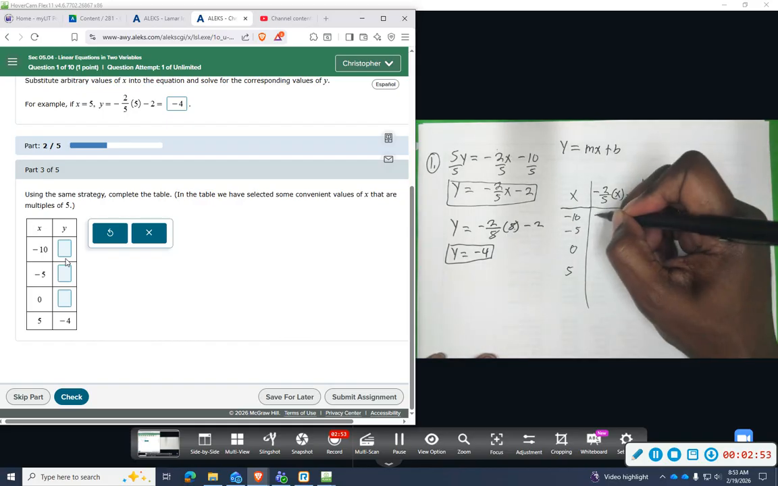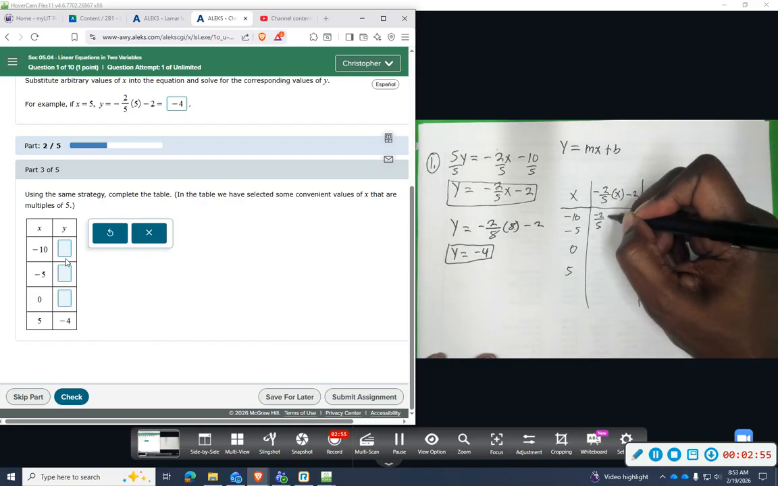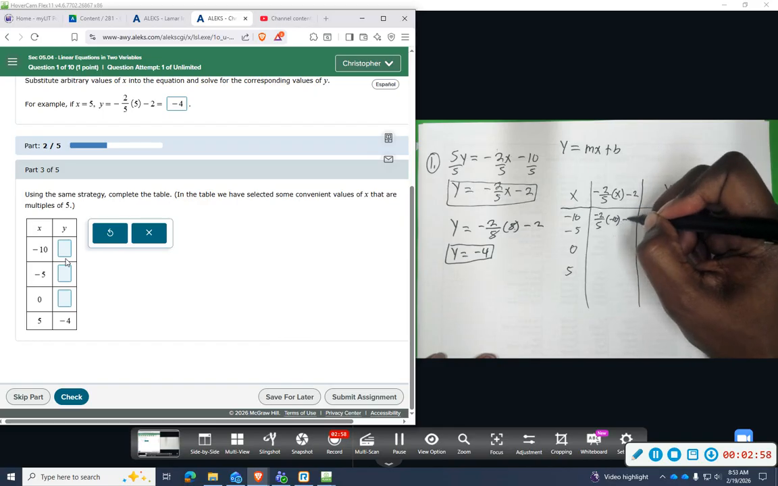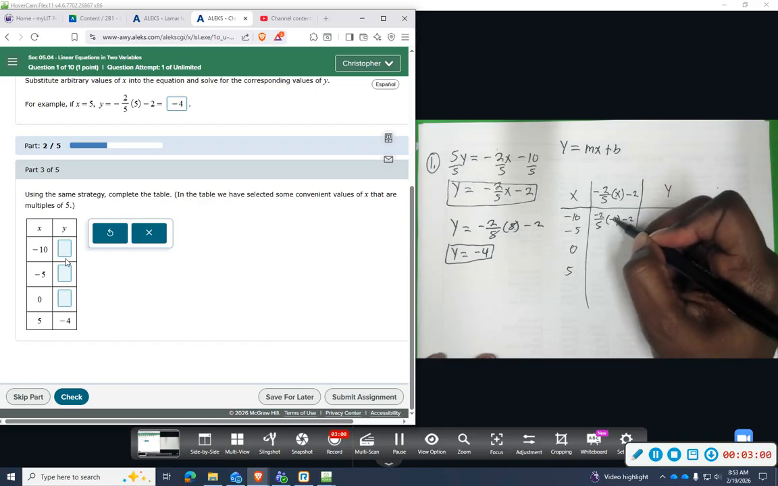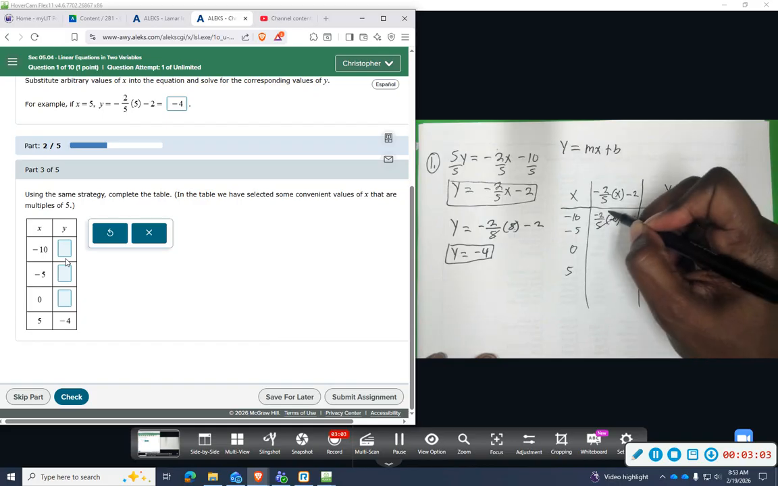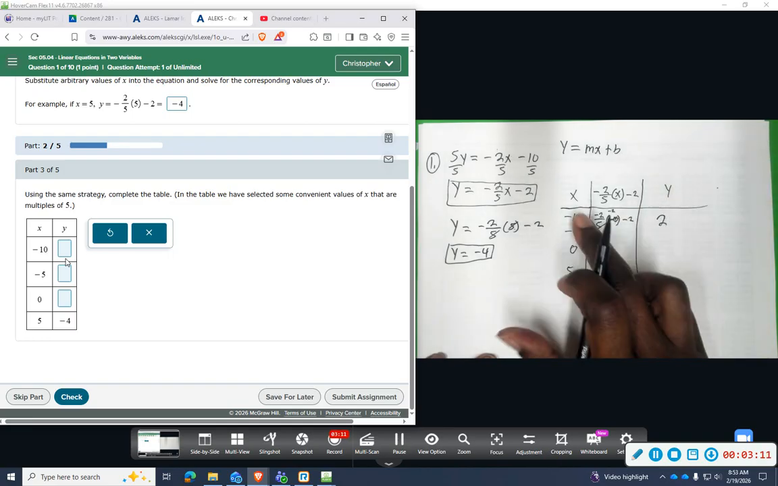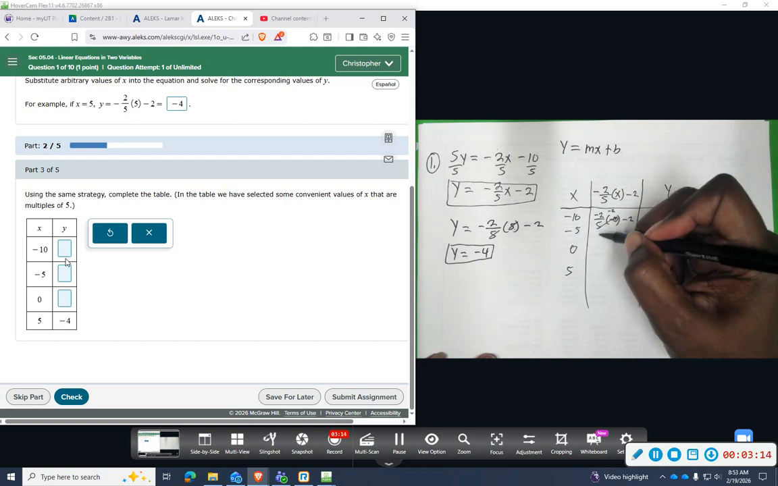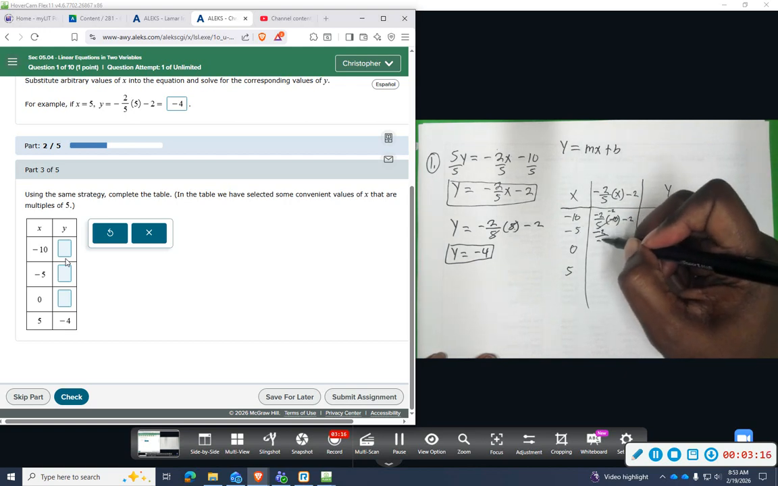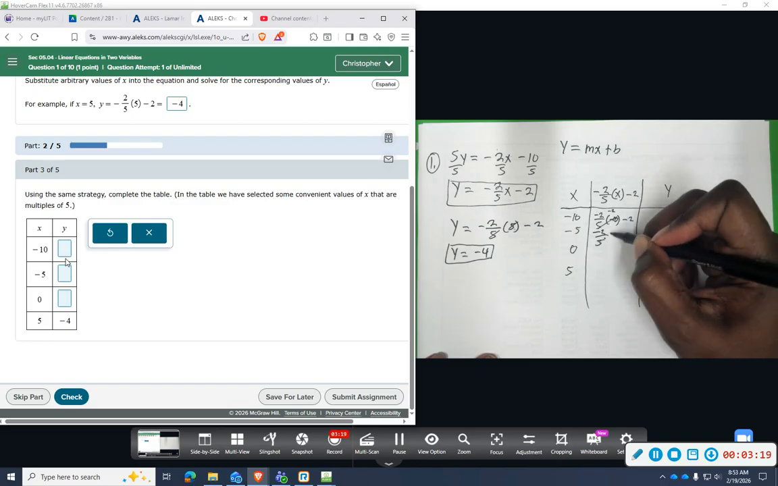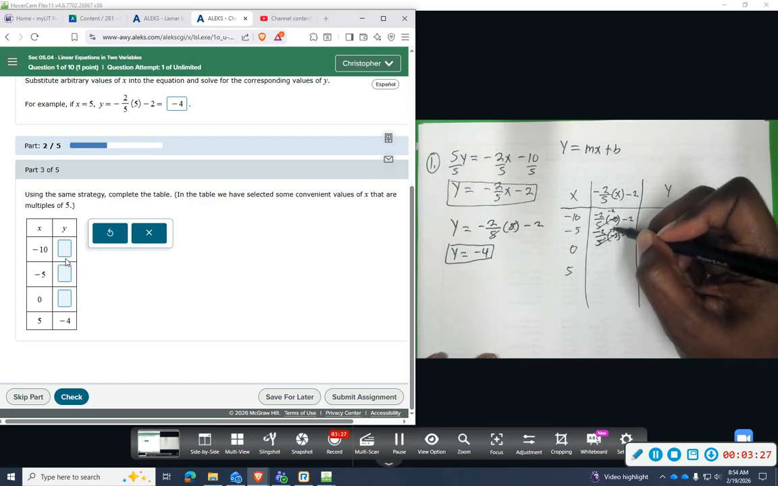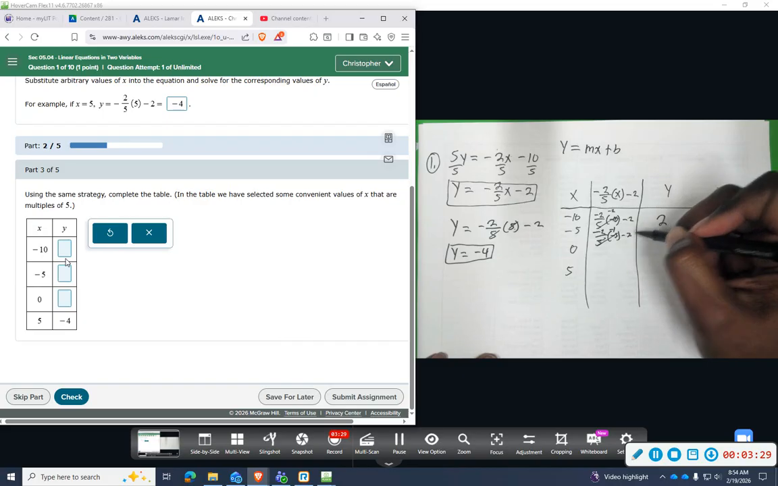So here we would have a negative 2 divided by 5 times negative 10 minus 2. So negative 10 divided by 5 is negative 2. Negative 2 times negative 2 is a positive 4. And then 4 minus 2 is a positive 2. So when we use negative 10, we get 2. Negative 5, okay, so negative 5 divided by 5 is a negative 1. Negative 2 times negative 1 is a positive 2. Positive 2 minus 2, 0.